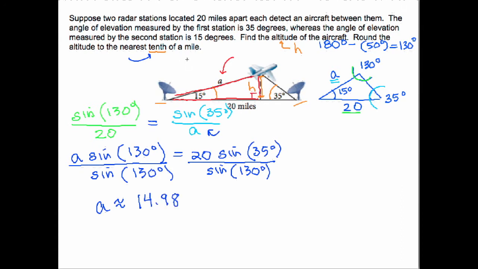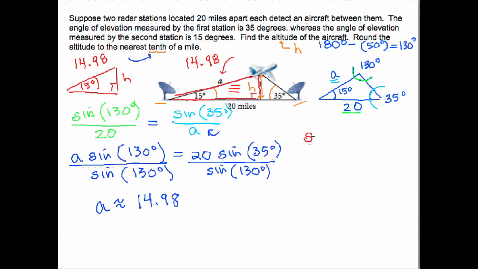So I'll go ahead and ask you to look back at this right triangle, and if we know that A is approximately 14.98, if I draw my right triangle over here in red, just very roughly, crudely, what are we seeing? We're seeing 15 degrees is this angle. The hypotenuse has 14.98. And we're looking for the altitude, and that's what we called h.